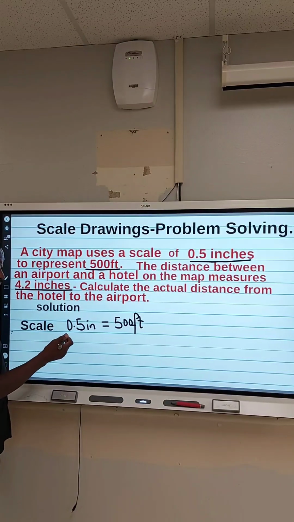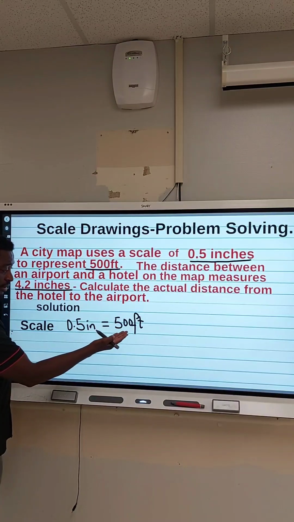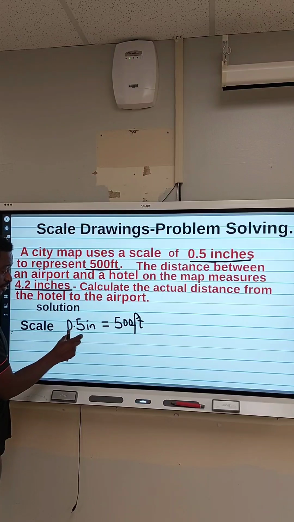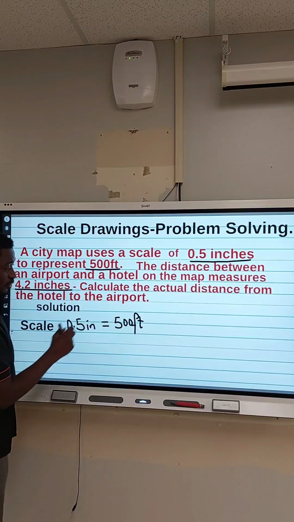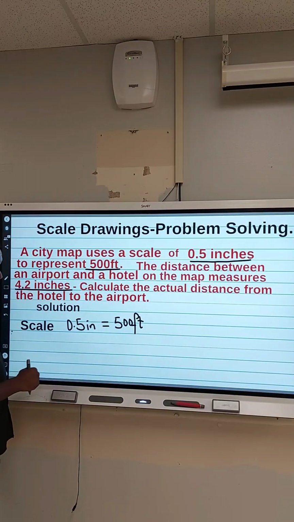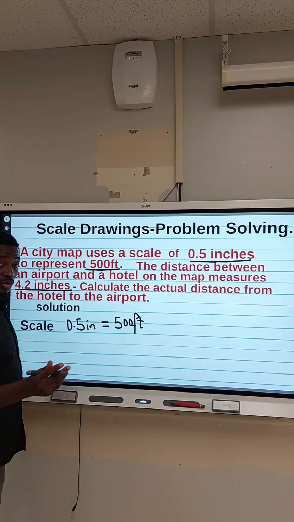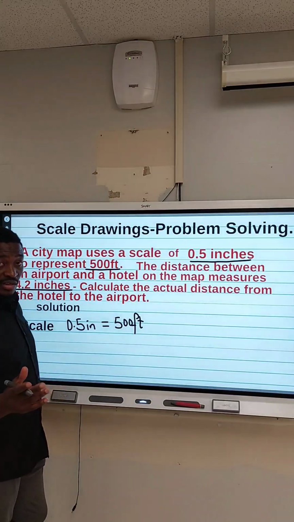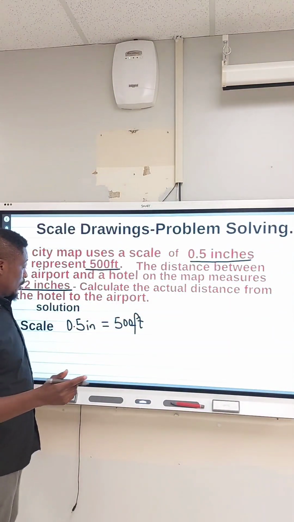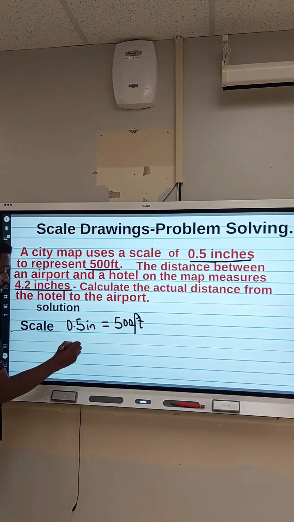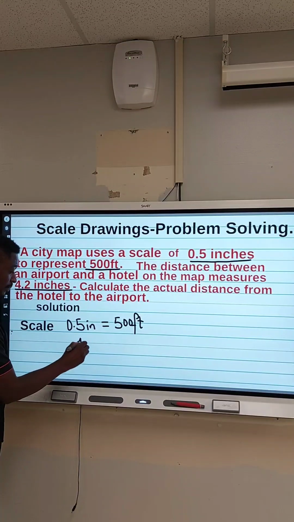Or we can divide by 0.5 on this side and divide by 0.5 on that side. Whichever. This will give you times 2 on this side. Dividing by 0.5, or dividing by a half, is the same as multiplying by 2. So if we multiply this by 2, then we get 1 inch.